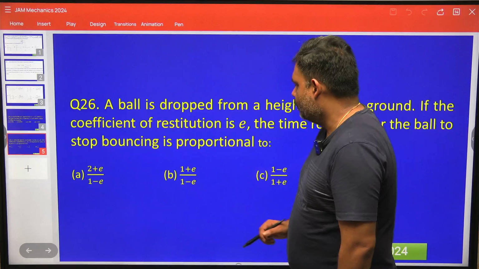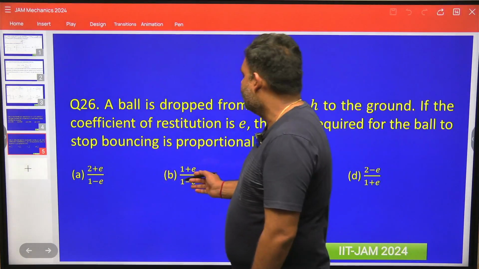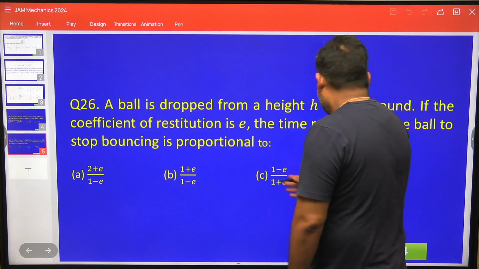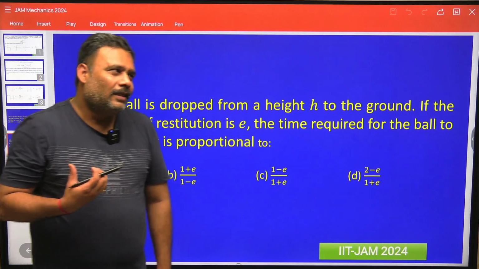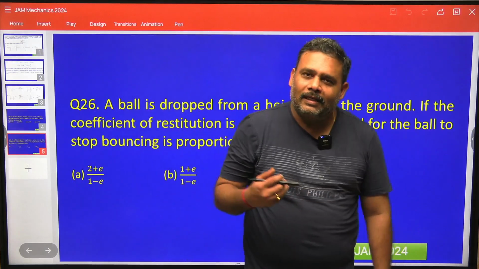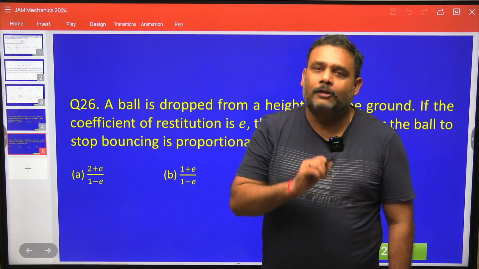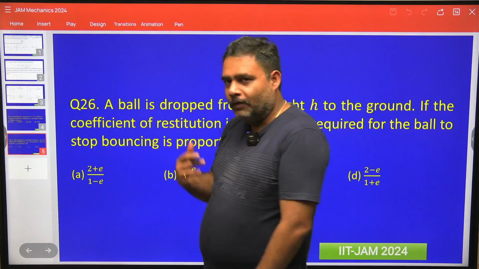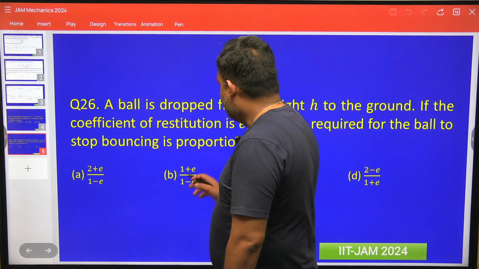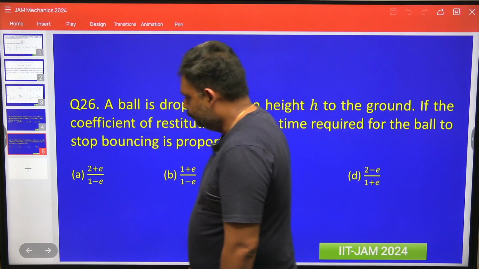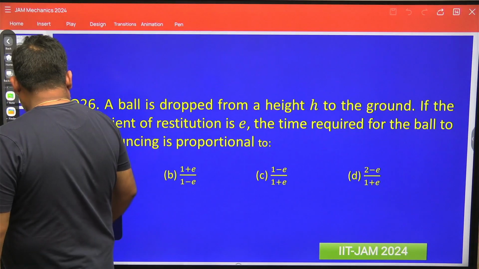We will discuss the mathematical form of what is going to happen, but we are sure that the answer will be either A or B, because C and D are not suited for E equal to 1. So students, in the IIT JAM examination you can easily exclude two options by just comparing with the ideal situation. This is very interesting, and we will discuss this when we go for the crash course. Now let us try to solve it completely. It's a wonderful problem and we can solve it in a very nice way.